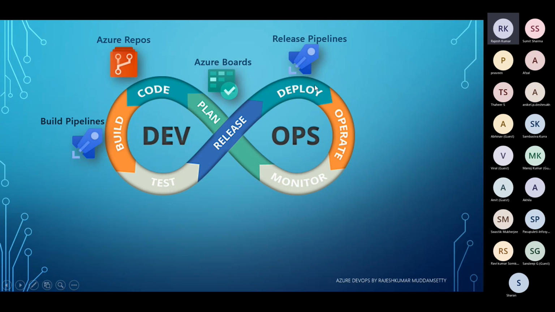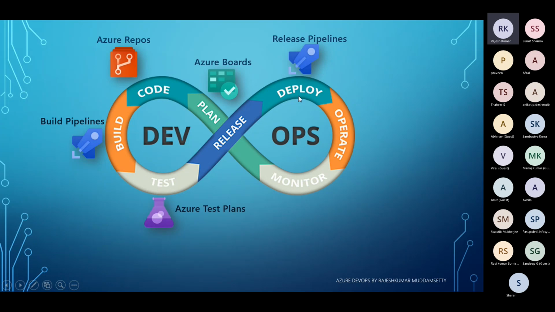build pipelines, release pipelines. In Azure Pipelines, there are two kinds of pipelines. One is build pipeline, one is release pipeline. Then if you want to test something, suppose there is a build running, the build succeeded, but before releasing it, I want to test something. You can use Azure Test Plans. Okay, building is done, testing is done. Now I'm ready to deploy.